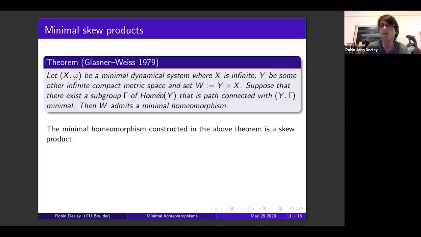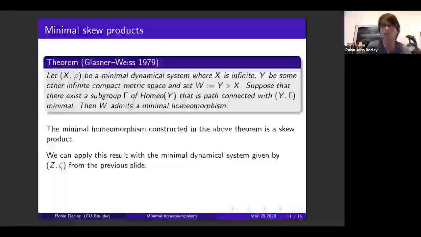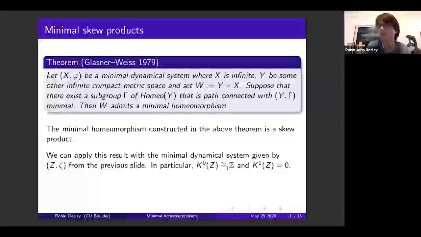Okay, so why is this a good thing? We're going to apply this when the minimal system, this X with phi up here, is actually the one from the previous slide. And why do we want to do that? Well, the K-theory of that space is just like a point. So the K-theory of W just sees the K-theory of Y, because we've subbed in something that's point-like here.